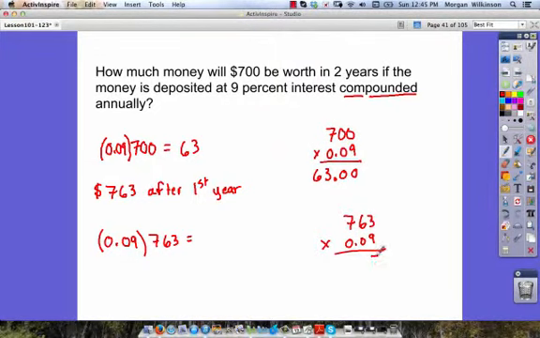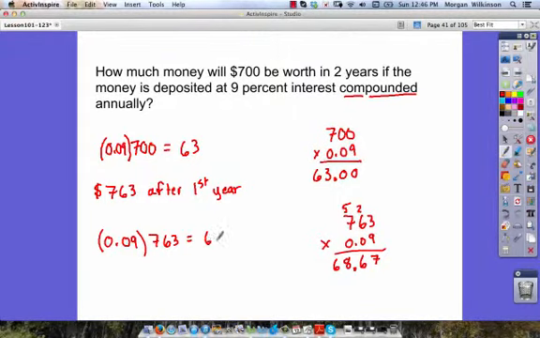9 times 3 is 27. We'll carry our 2. 9 times 6 gives us 54, plus 2 more is 56. Carry our 5. 9 times 7 is 63, plus 5 more must give us 68. The decimal moves out twice, so it comes back in twice. You can see in the second year we actually earned $68.67. That's more than our first year of $63, and that's because the total we began with in our second year is greater than the total that we started with in our first year. So compound interest will allow you to earn more money.